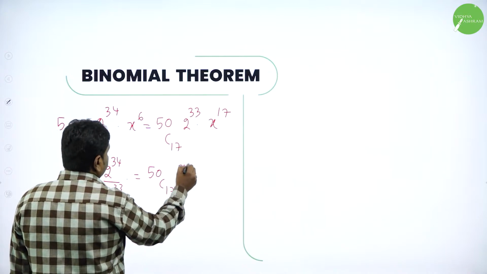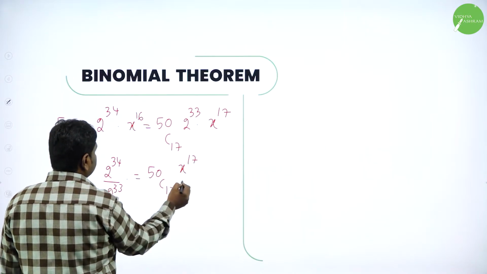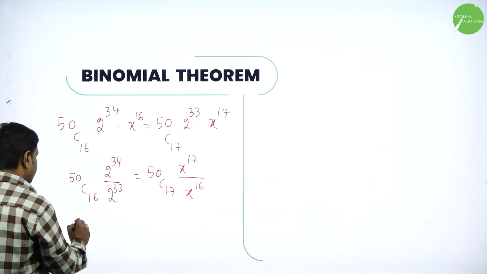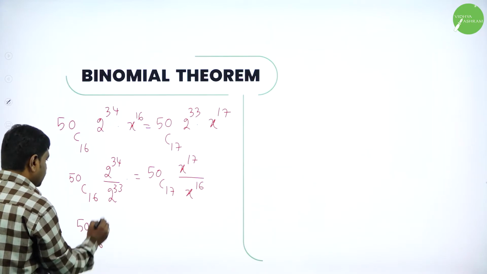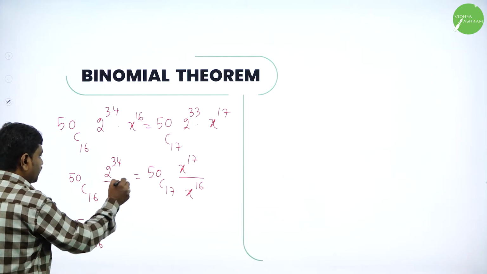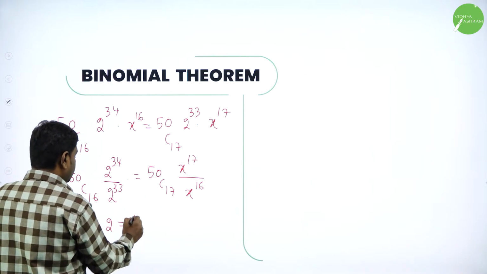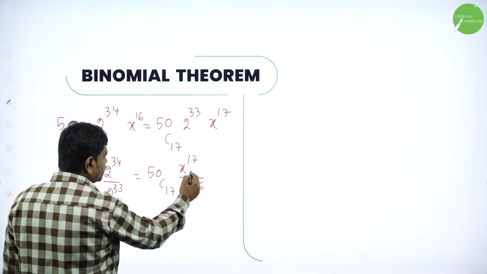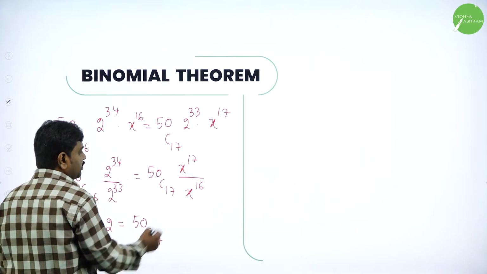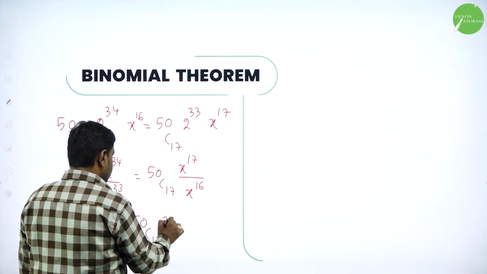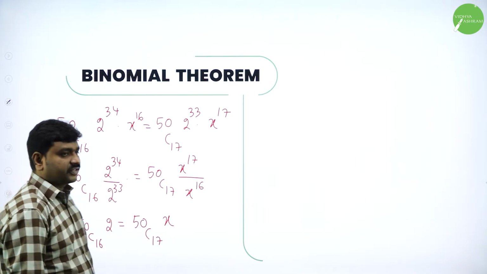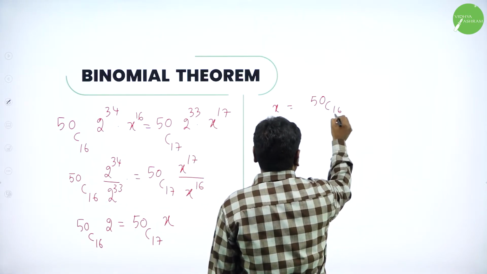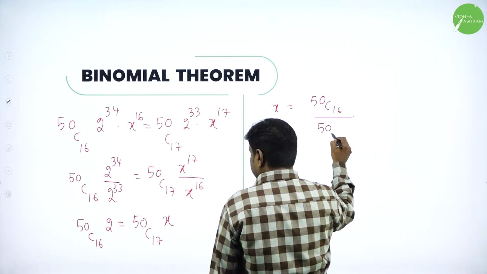I'll transfer x power 17, x power 16 it is, divided by, it will become x power 16. So you can use the law of indices. So now 50C16, a power m by a power n is a power m minus n, 34 minus 33, it will become 2. 50C17, you take it up, 17 minus 16 is x. Now from this you need to find x. Again x is equal to what? 50C16 divided by 50C17.